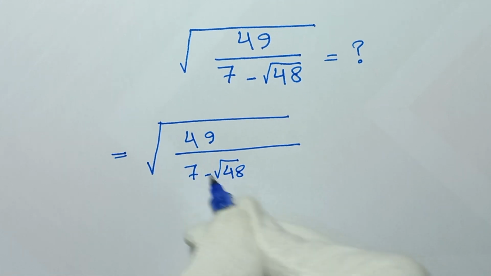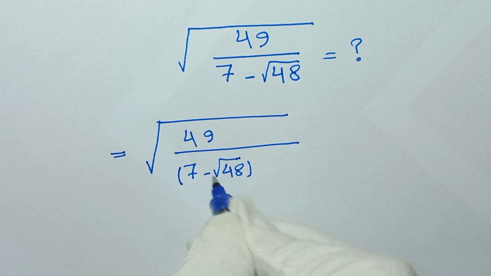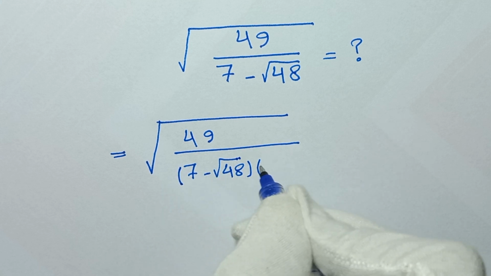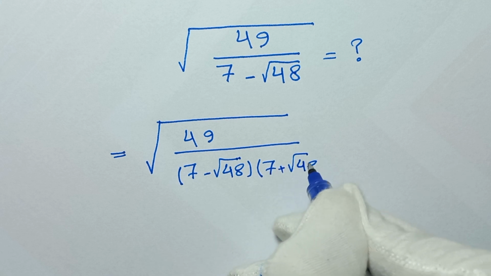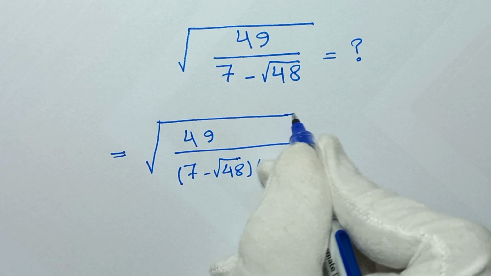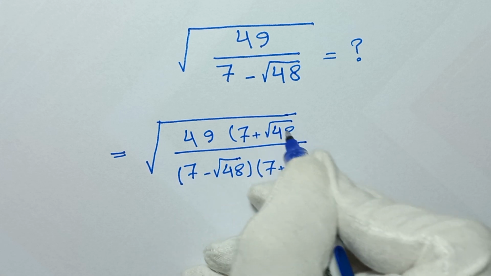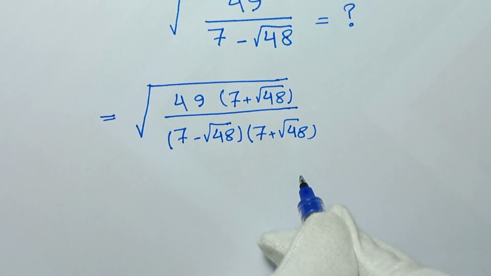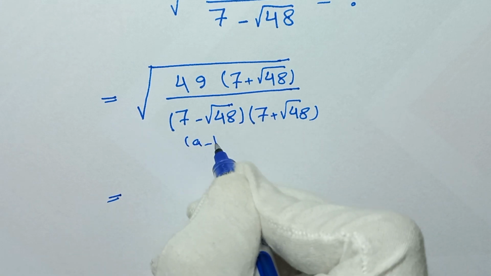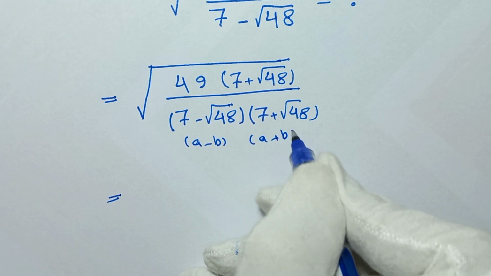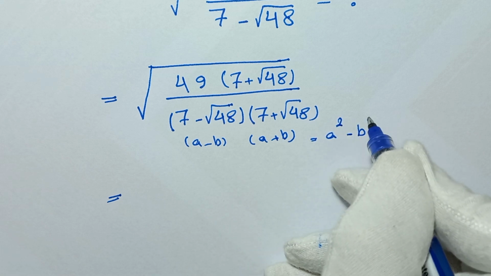To rationalize this fraction, we multiply by the conjugate pair. So we multiply the denominator by 7 plus the square root of 48. Also, we multiply the numerator by 7 plus the square root of 48. This denominator is in the form of a minus b times a plus b, right? And it will be a squared minus b squared.